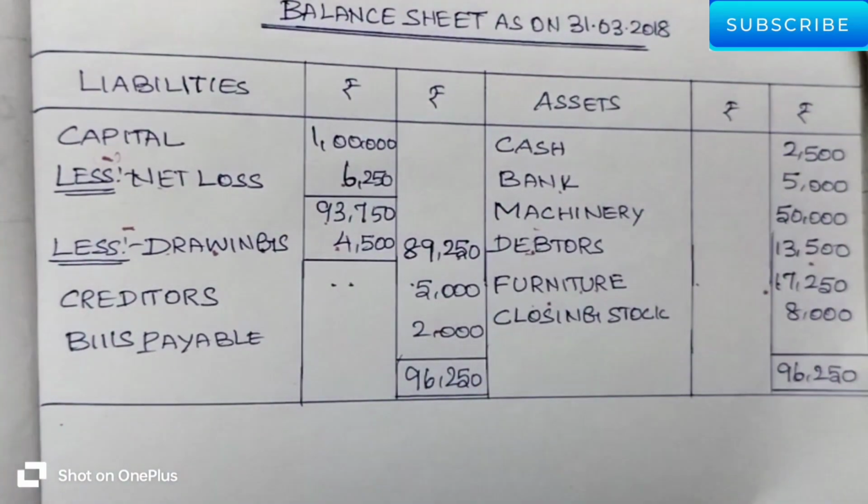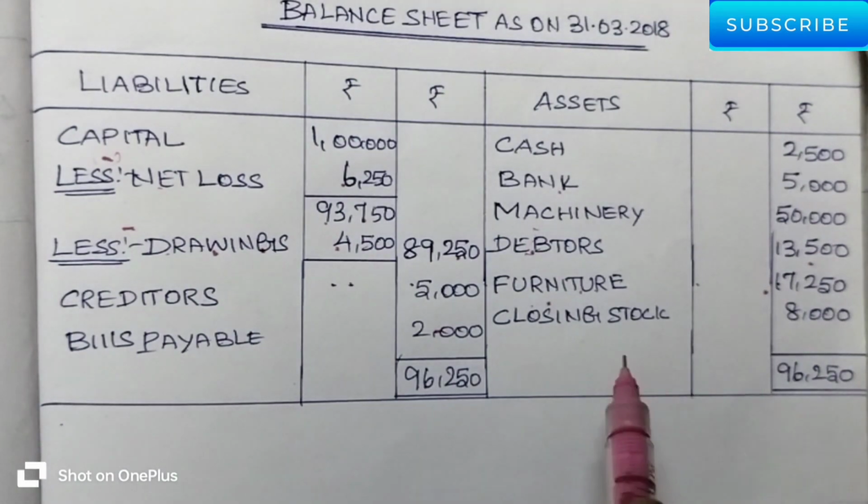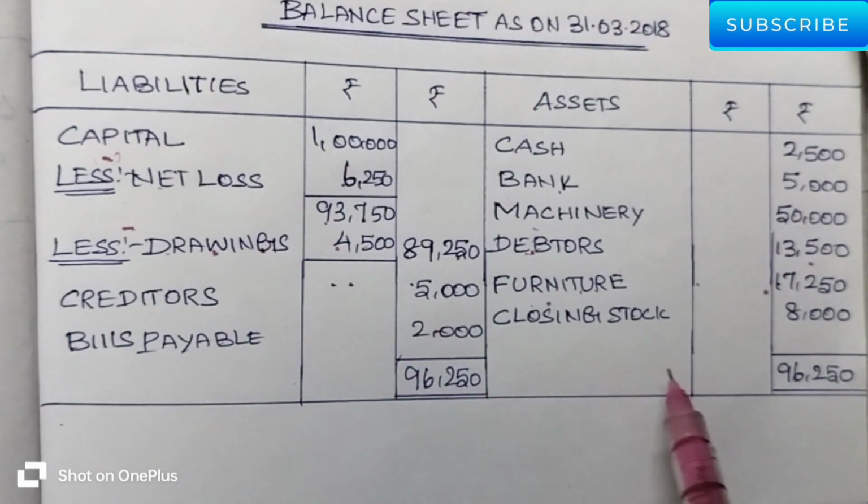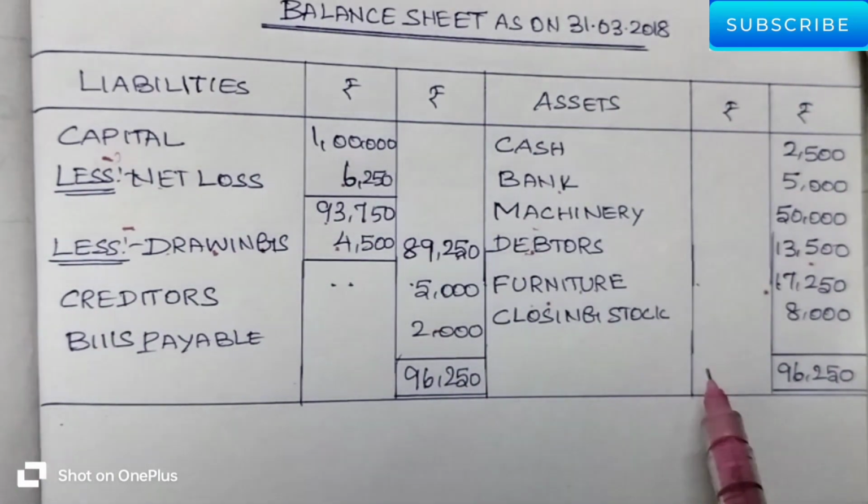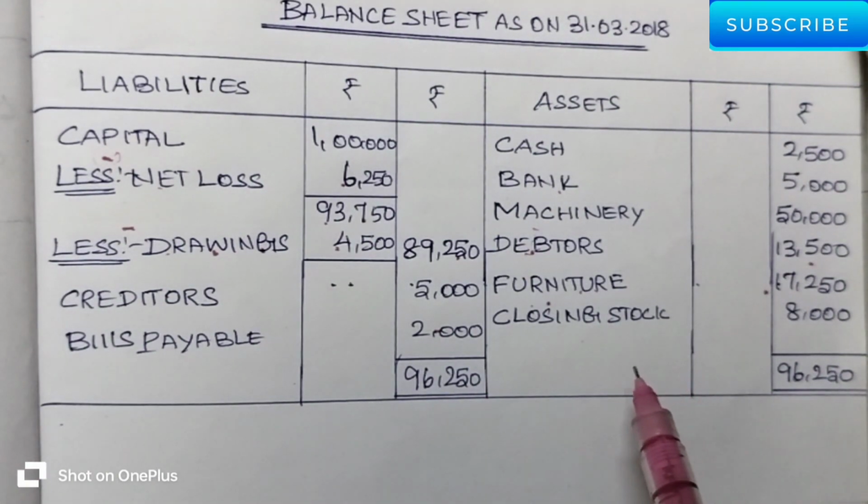Then what do we do now? Now we will balance both sides. After adding the amounts on both sides, we get 96,250 on both sides. So we get the same total on both sides. The total is 96,250.